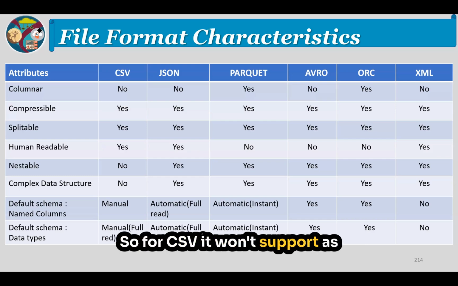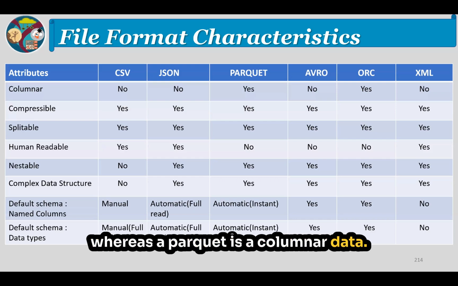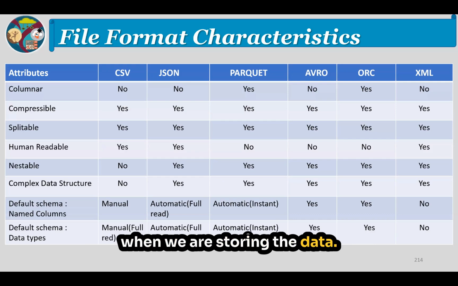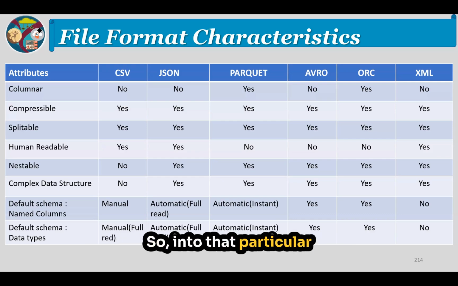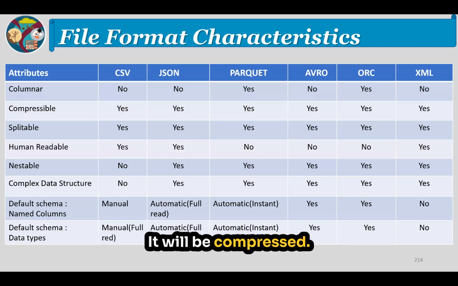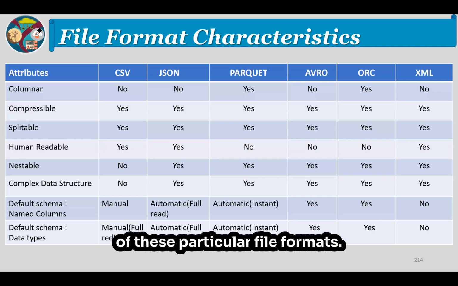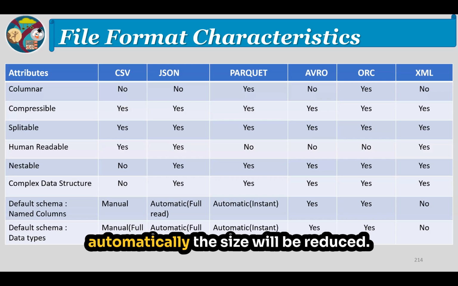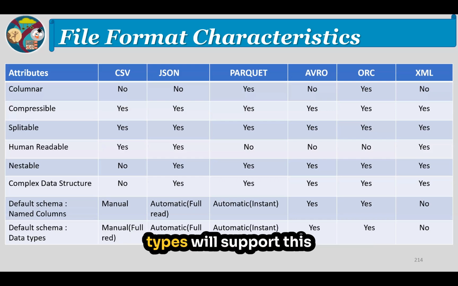So CSV won't support columnar data, whereas Parquet is columnar data. Then compressible, which means when we are storing the data in that particular format, it will be compressed. For example, if you take a CSV file and zip it, automatically the size will be reduced. Similarly, all these data types will support this compression functionality.